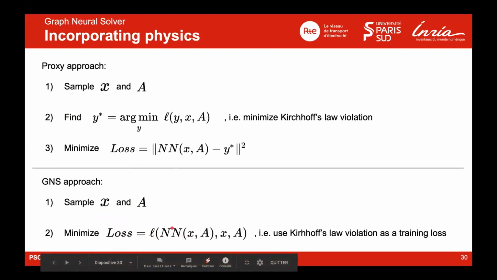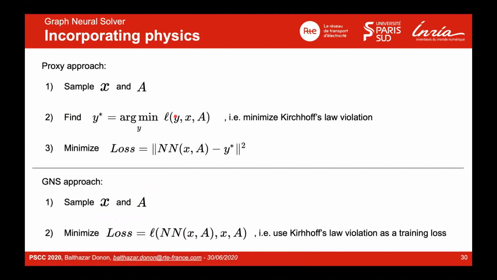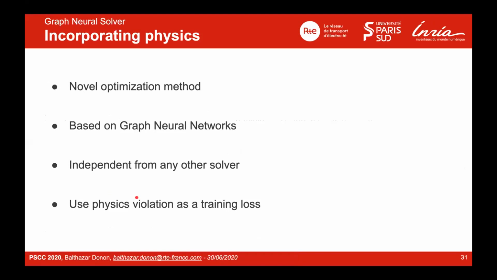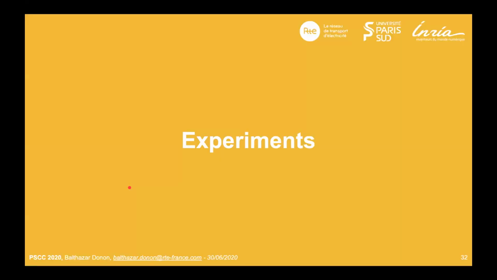This way, we do not need to call another solver to imitate. So it's no longer an imitation. It's really an optimization method by itself. It's a novel optimization that is based on graph neural networks, completely independent from any other solver, and we use physics violation as a training loss.